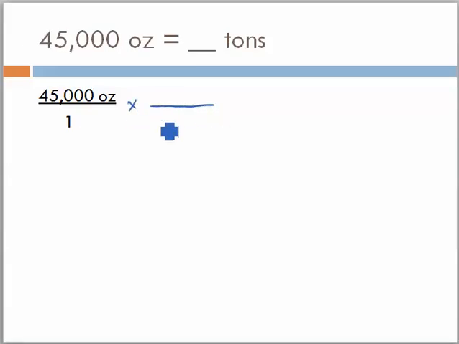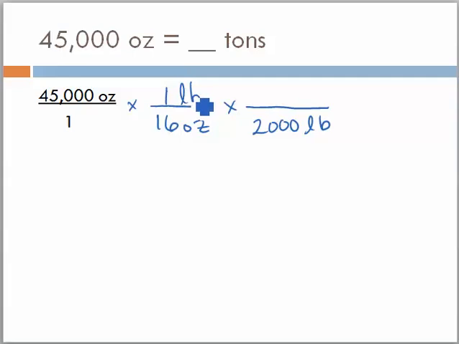Times, and I'm going to write the 16 ounces on bottom so that it will cancel out with the ounces near the top. I'm going to write 1 pound. Well, now I know there are 2,000 pounds in 1 ton. 2,000 pounds, I'm going to write it on bottom so that it cancels out with the pounds that are in the previous conversion. And I'm going to write 1 ton.